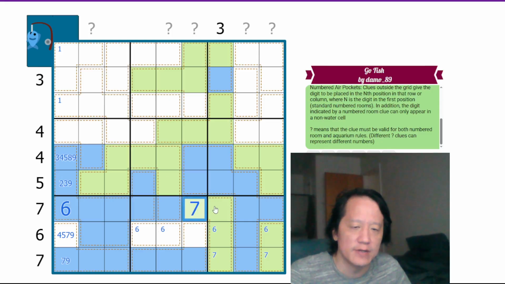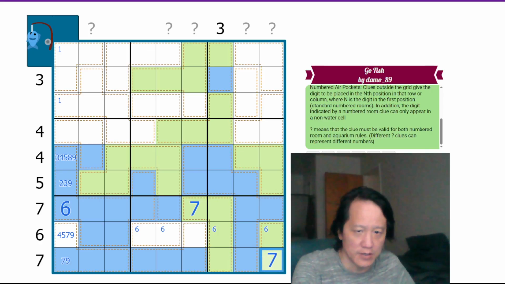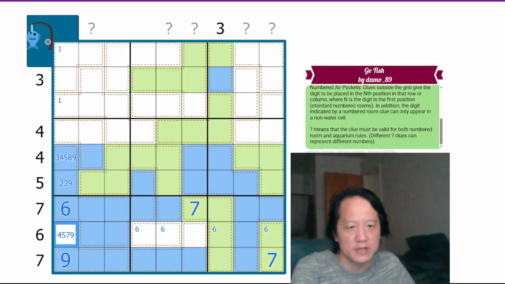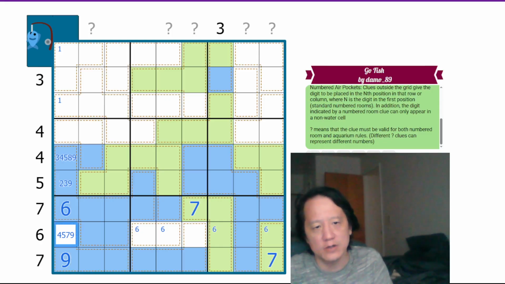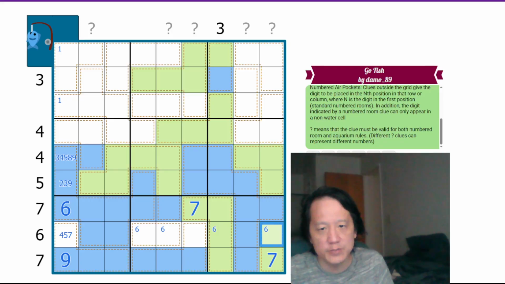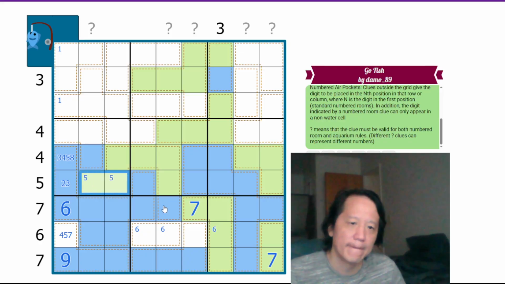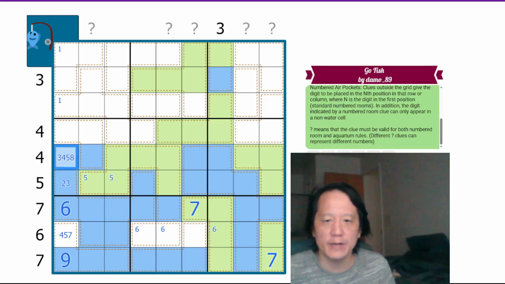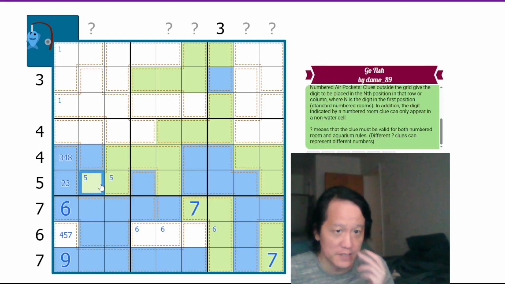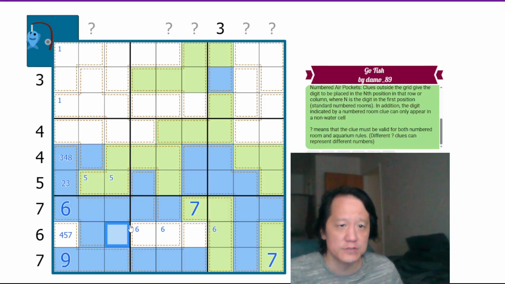So this is 7. We don't have repeats in cages. So this cannot be a 7 here, which means this must be 7 here. And this has to be 9. That eliminates 9 from being here. So this can't be 6 anymore. 9 eliminates 9 in the rest of the column. So 5 has to be in 2 or 3. Which means this cannot be a 5 because of 5 guaranteed in one of these 2 cells.